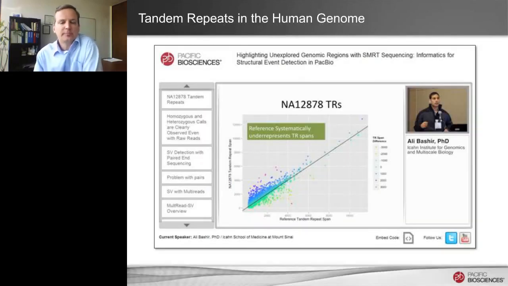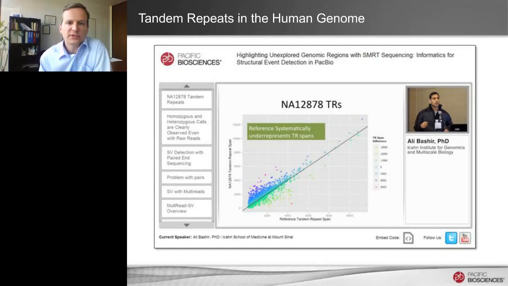Ali Bashir at Mount Sinai, working with Eric Schott, highlighted that the tandem repeats in the human reference genome are systematically underrepresented. In this graph, you can see that most of these points lie above the diagonal, and so the y-axis is the PacBio data, and the x-axis is the human reference genome.